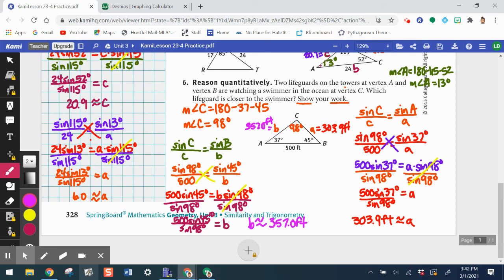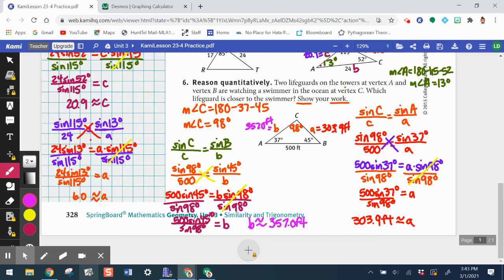So for those that wanted to just kind of summarize this very quickly and say, well, we know Tower B is closer to the swimmer at C because the measure of angle A is the smallest angle in the triangle. There might definitely be a theorem or even a postulate concerning that, but there's not one that we have stated clearly. So of course we need to show this work here to prove that in fact is true, that Tower B is closer to the swimmer at vertex C.